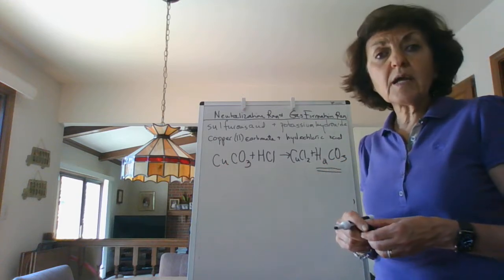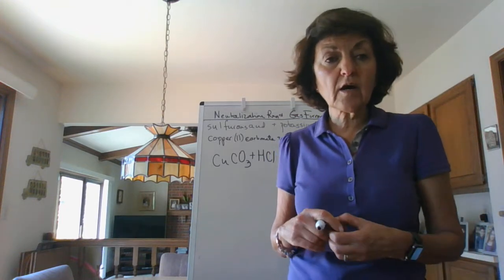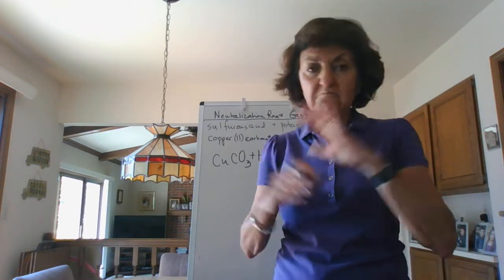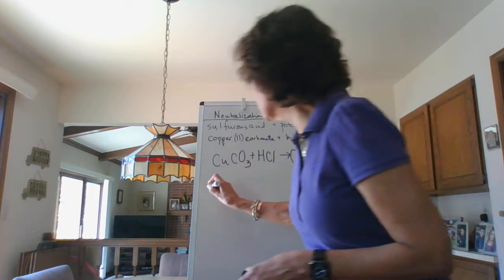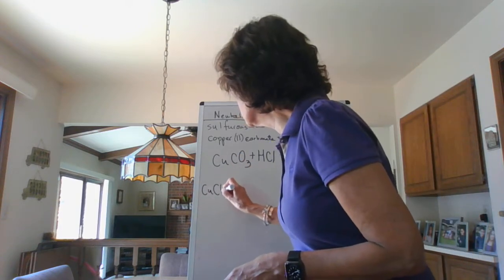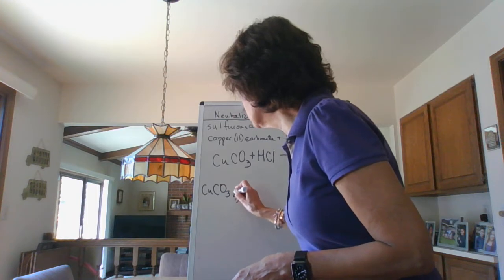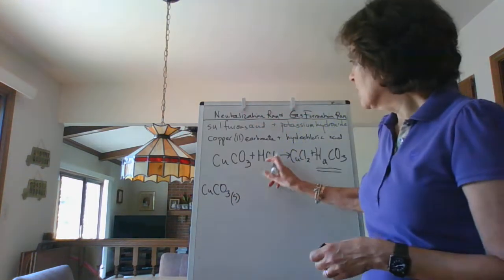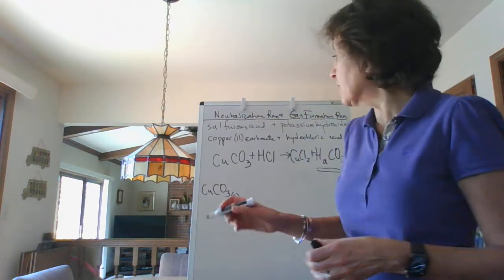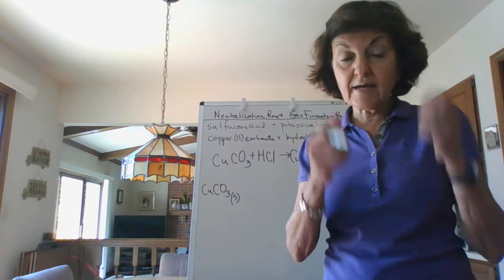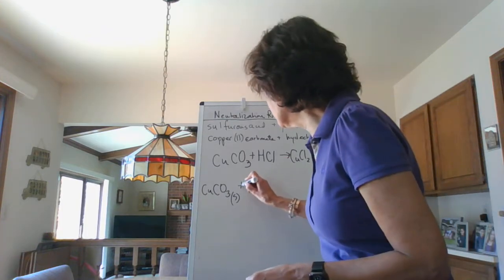Copper 2 carbonate. Carbonates, if you look at your solubility guidelines, are not soluble at all. Carbonates are not soluble, so we're going to write CuCO3 solid, unless the carbonates are hooked up to group 1A, and copper is not group 1A. HCl, strong acid. Let's break that guy apart.